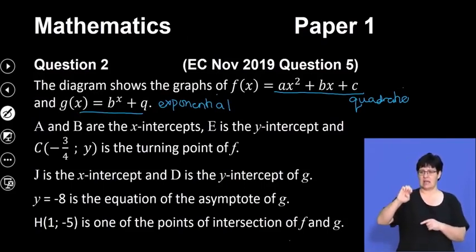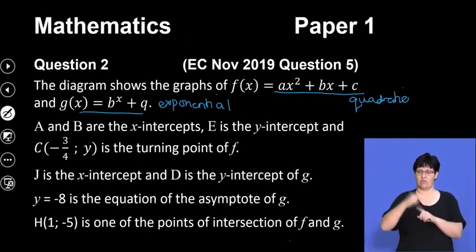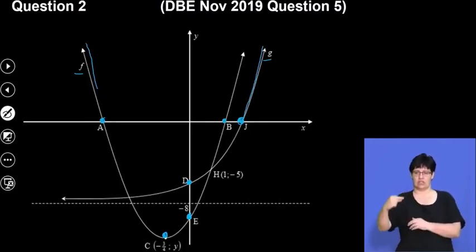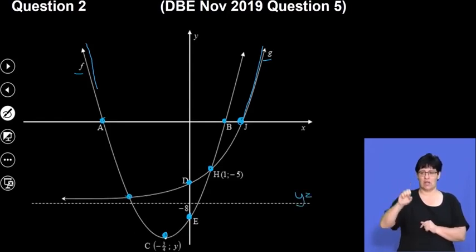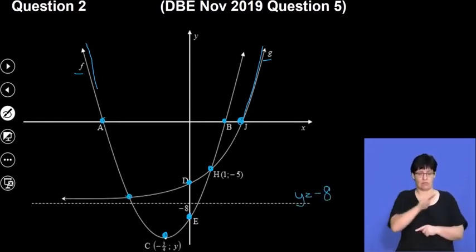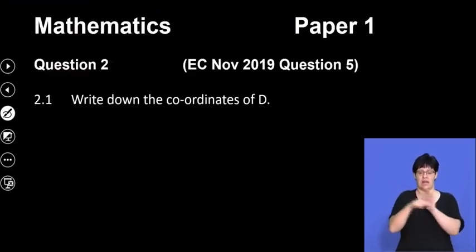And finally, we're told that H, which has the coordinates 1, -5, is one of the points of intersection of f and g. So there's H over there, which we can see is one point of intersection. There's another point of intersection over there. And here is the asymptote. This is the horizontal asymptote of that exponential function, and it has the equation y equals -8. Okay, let's look at the questions now.